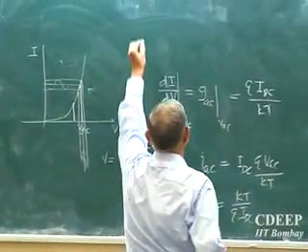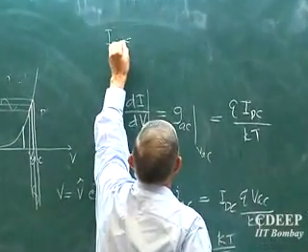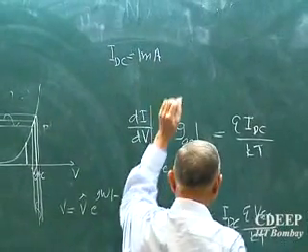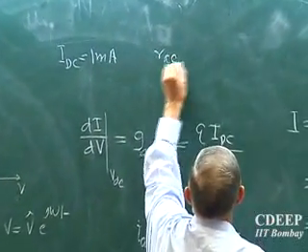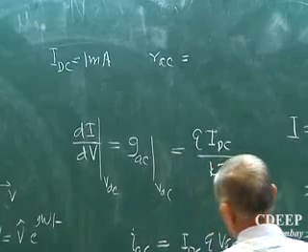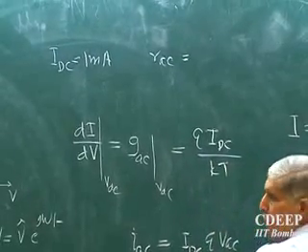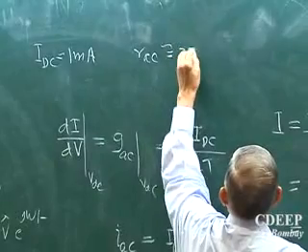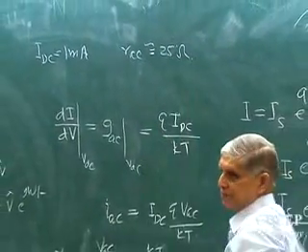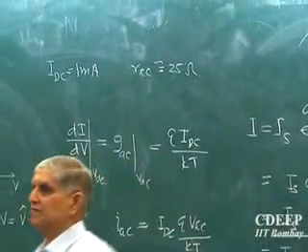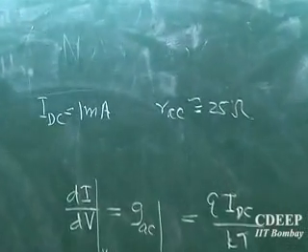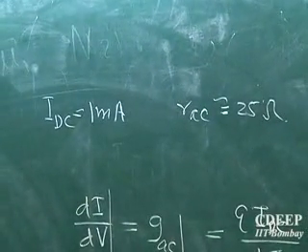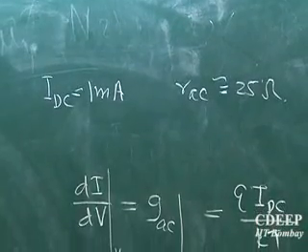So let's take a small case. Let's say I_DC is 1 milliamp. How much is R for 1 milliamp? kT by q is 25 millivolt by 1 milliamp, roughly 25 ohms. Is that clear? So I can always evaluate the R of a diode, the AC R.